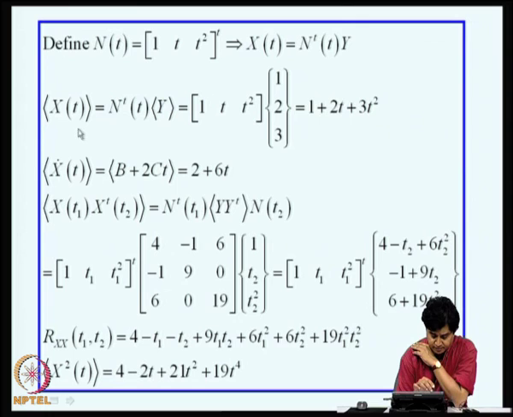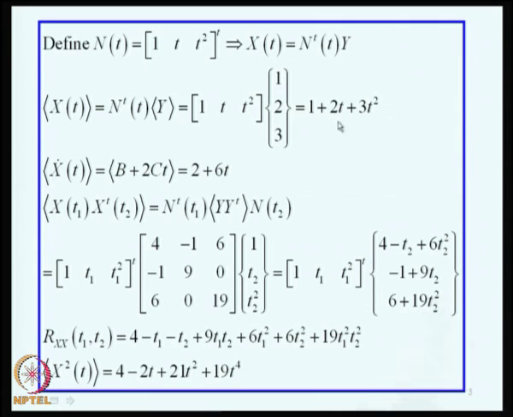Thus, now expected value of x of t will be n transpose into expected value of y, which is 1 t t square and this is 1 2 3. This will be 1 plus 2 t plus 3 t square. Now, we can differentiate the mean and get the mean of the derivative. In this particular case it will be expected value of b plus 2 c t, which is 2 plus 6 t. Now, this matches with the derivative here, 2 plus 6 t. So, that is fine as we expect.